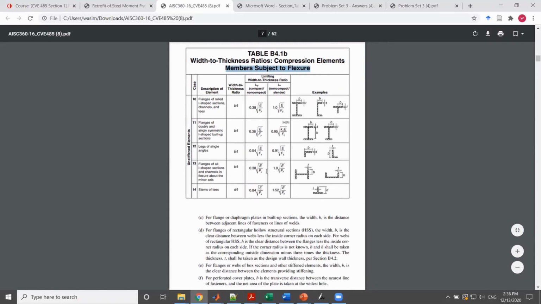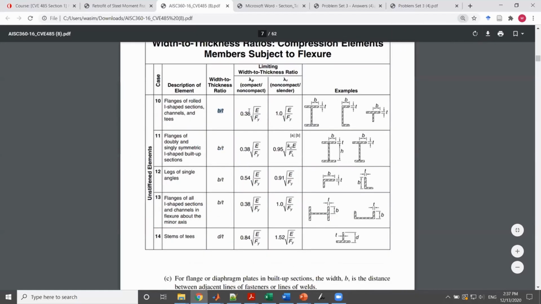Now in our case it was a wide flange. So in order to check the compactness of the flange only, I have to read the description of the element. In the description, for instance, here it says flanges of rolled I-shaped sections, channels, and tees. So this is my case. I have a wide flange, and I'm considering the flanges only. Therefore, to check the compactness, I have to calculate b over t. So what is b over t? b is this distance given to us in here in the drawing, and the thickness t is the thickness of the flange.